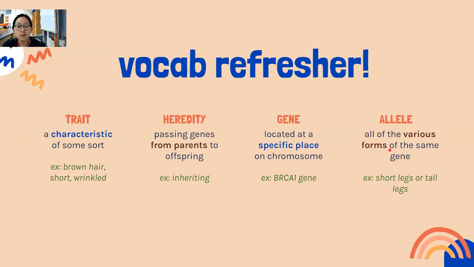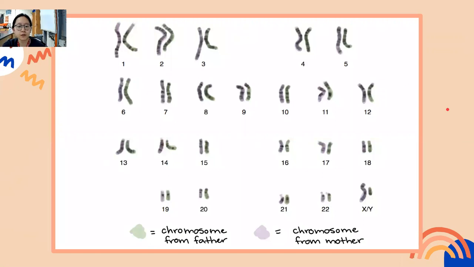So a gene is that specific area of a chromosome that tells you what type of trait you're coding for, but the alleles are just the different possible versions of that gene that you can have. Here is a karyotype, and in every karyotype, you should have 2 chromosomes of each type, right? They're homologous pairs. And one of those came from your dad, marked in green here, and one of those came from your mom, marked in purple.